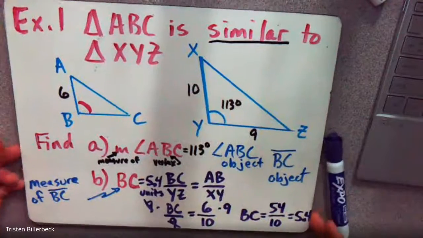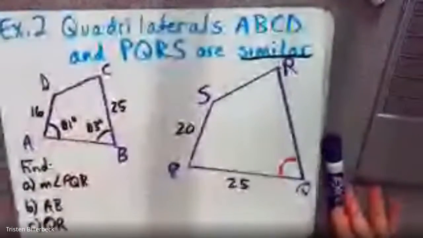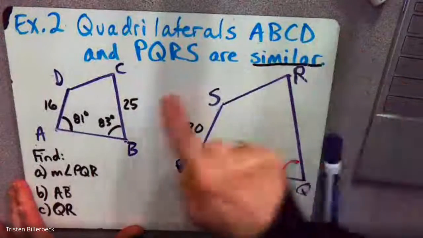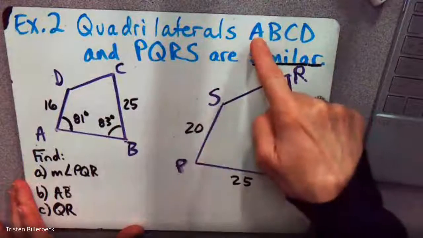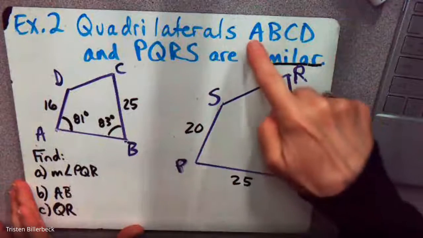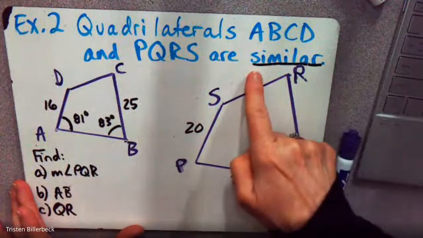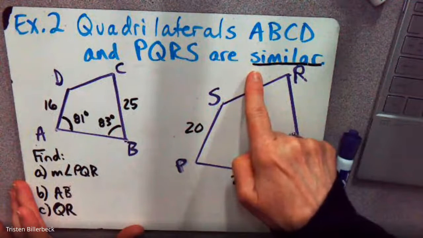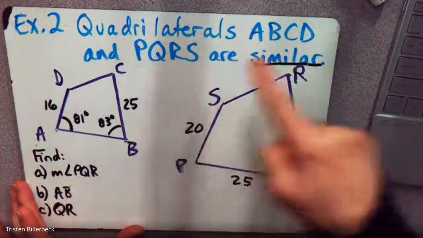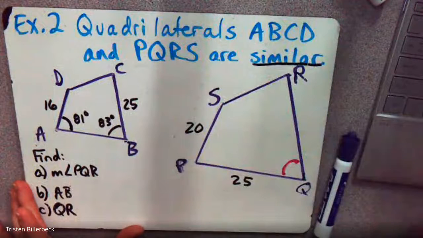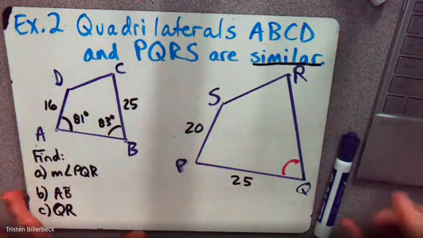All right, well, let's go to that example 2 that I almost taught you before example 1. Okay, so example 2, now we're talking about quadrilaterals ABCD and PQRS. So again, the order of the letters is important. That means angle A and angle P are congruent since they've said that they are similar shapes. Okay, B is congruent to Q, C is congruent to R, D is congruent to S. Those angles are congruent. The sides are proportional.